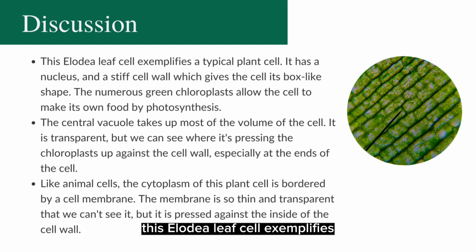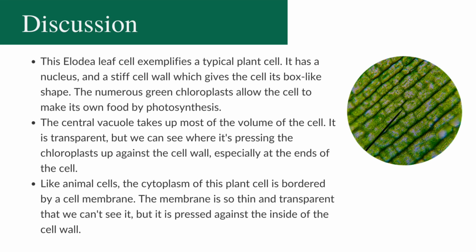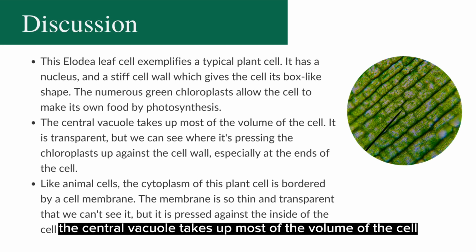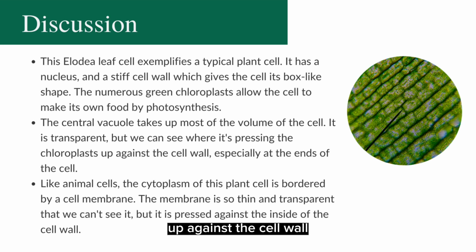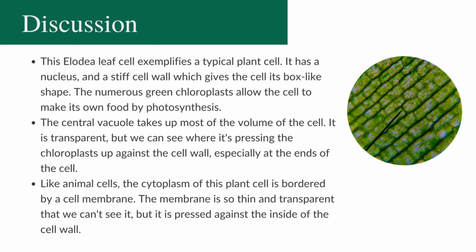Each elodea leaf cell exemplifies a typical plant cell. It has a nucleus and a stiff cell wall which gives the cell its box-like shape. The numerous green chloroplasts allow the cell to make its own food by photosynthesis. The central vacuole takes up most of the volume of the cell. It is transparent, but we can see where it's pressing the chloroplasts up against the cell wall, especially at the end of the cell. Like animal cells, the cytoplasm of the plant cell is bordered by a cell membrane. The membrane is so thin and transparent that we cannot see it, but it is pressed against the inside of the cell wall.